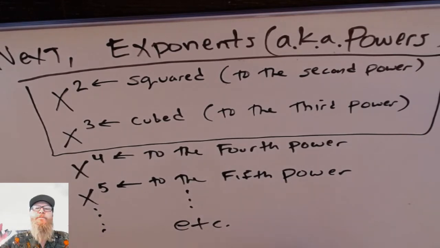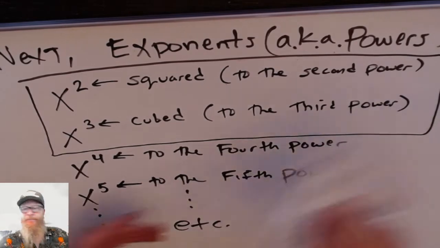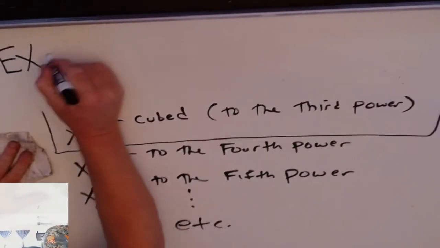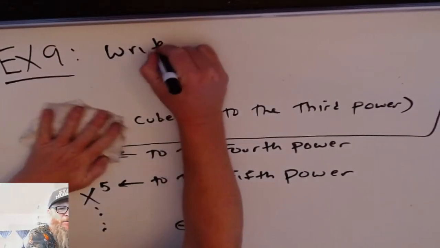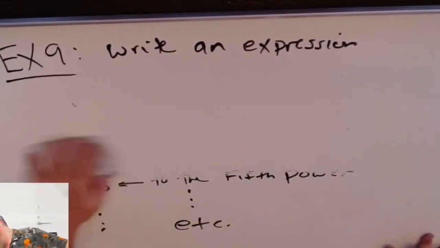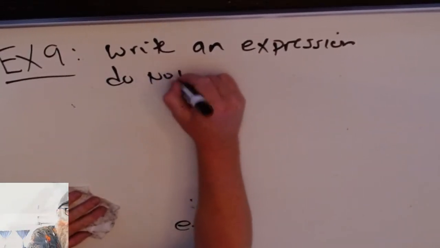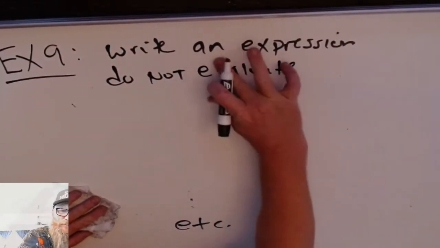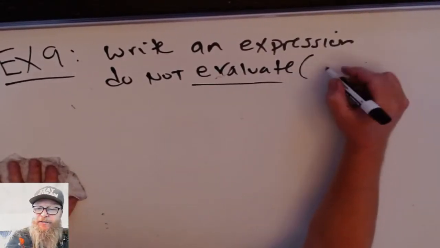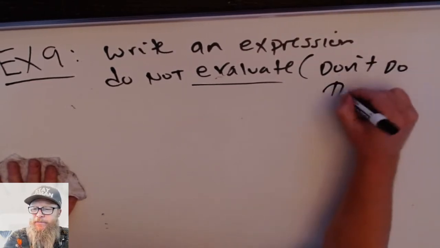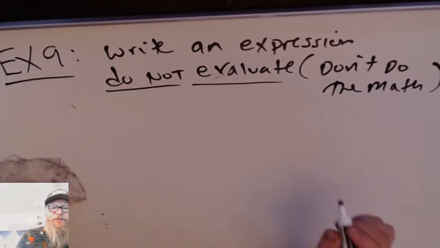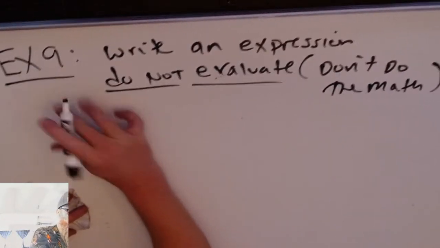Okay, so let's do some problems with exponents. Write an expression. Do not evaluate. In other words, do not tell me what the actual answer is. Sometimes evaluating is just thought of as doing the math. So I'm saying do not evaluate. Just write an expression.